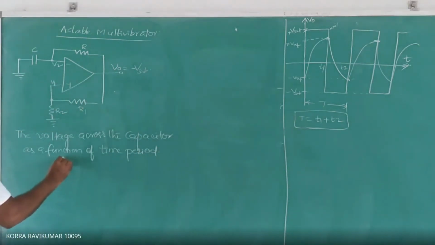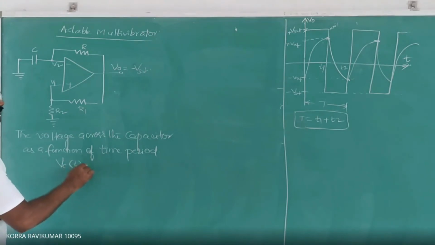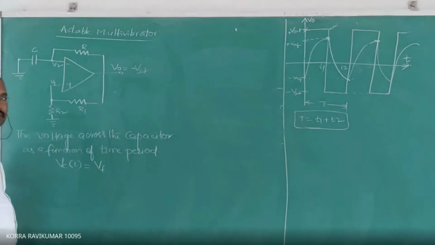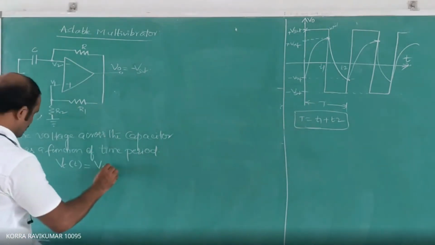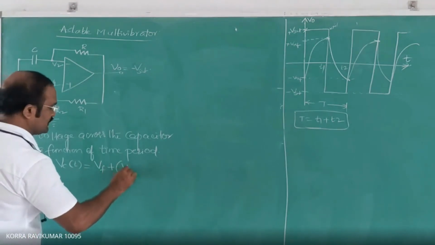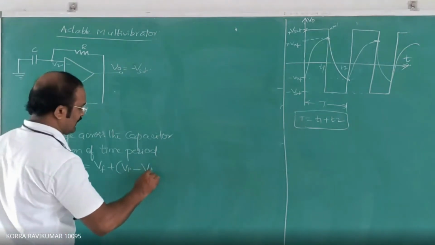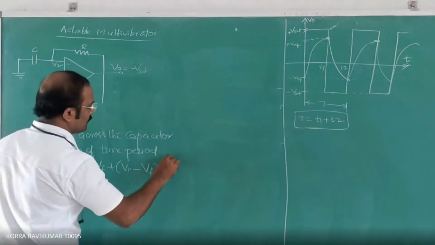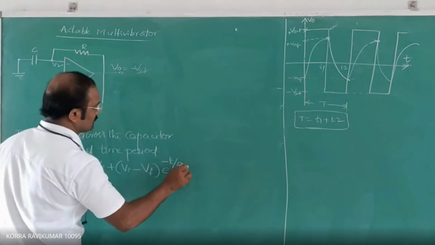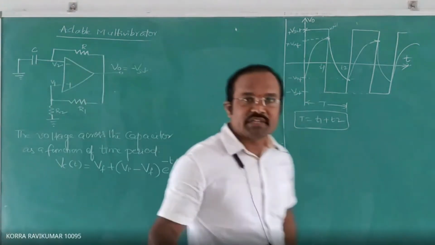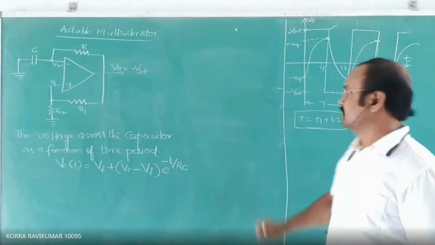That is, Vc is the voltage across the capacitor, and it is a function of time, Vc of t, which is equal to the final value of the capacitor charging, plus the initial value of the capacitor charging minus the final value, into e power minus t by R3. Right? Here, the initial value of the capacitor at the switching action.